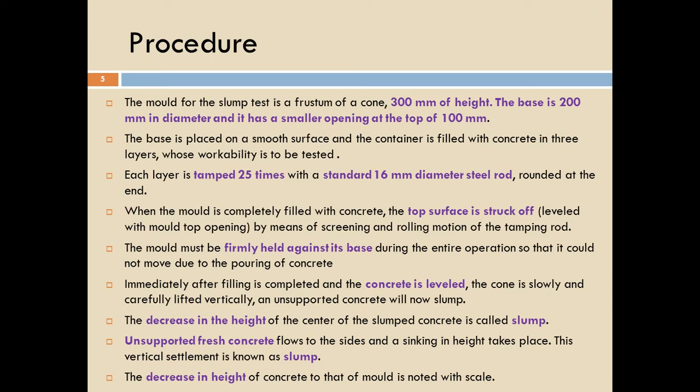Then the decrease in the height of the center of the slump concrete is called the slump. As I already told, the decrease in height or the vertical settlement is called the slump. The decrease in height of the concrete relative to the mold is noted with the help of a measuring scale. Whatever we measure with the measuring scale, using the mold as a reference point, that is called the slump value.